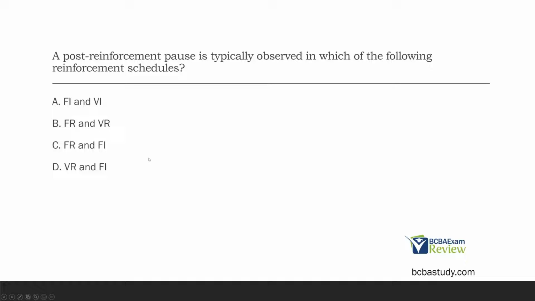You can start to predict what interval or how much time is going to pass before you need to respond for a reinforcement, right? If my fixed interval is 2 minutes, I'm going to learn pretty quickly that I need to wait at least 2 minutes to get reinforcement. So I might not even do anything for the first minute and a half, right? So fixed schedules really are the ones that typically produce post-reinforcement pauses. And then D is, again, a variable schedule, not what we're looking for.